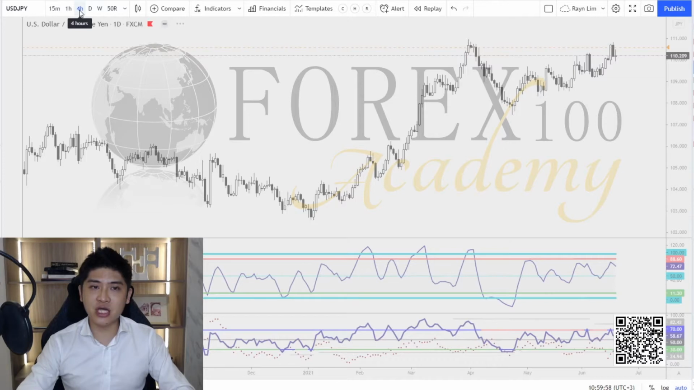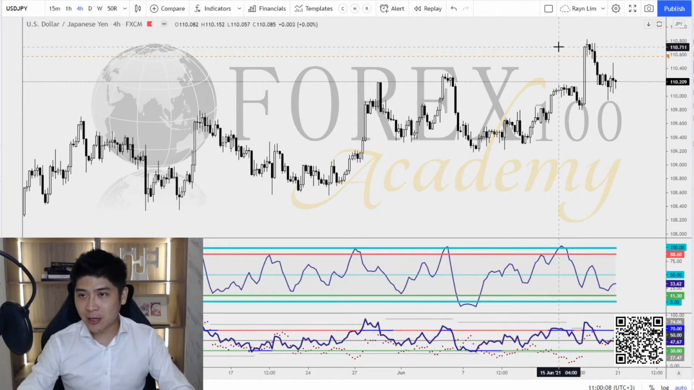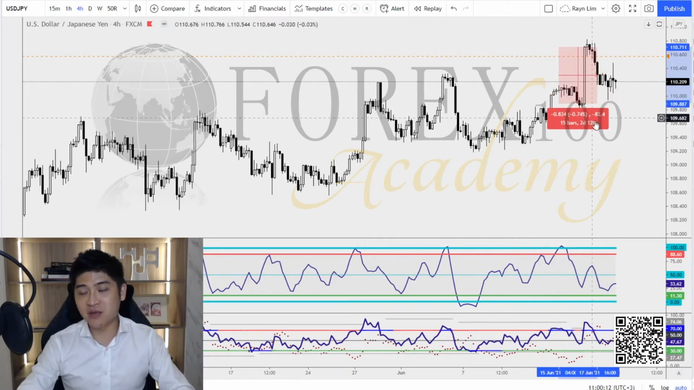On the 4-hour chart, what we see is that there is a strong bullish engulfing candle, correct? And this movement alone is a good 82 pips. As you can see, there's nothing to do with math. You can just click and drag to know the market movement, or you can just place the crosshair over here, check your data window and use the exact amount.